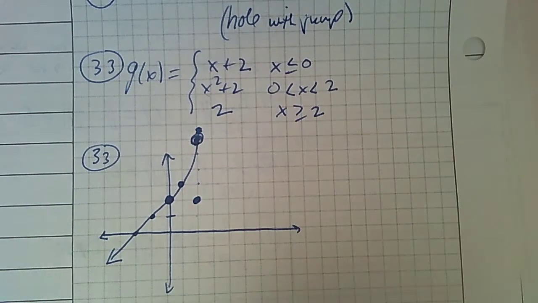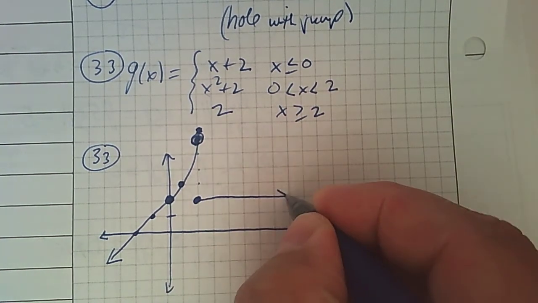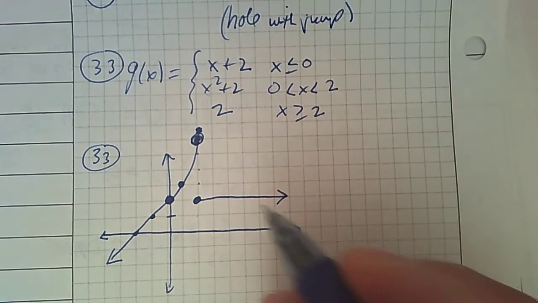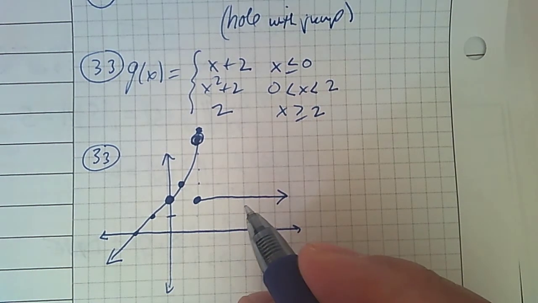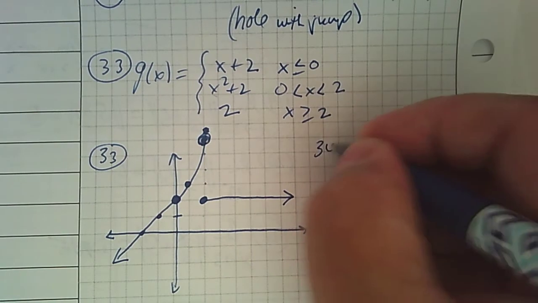And what does a picture look like? Well, when it's a constant, it's just a horizontal line at 2, and it goes forever to the right. So here's my picture of my graph. 33 is done. Now we're going to answer questions off that graph.